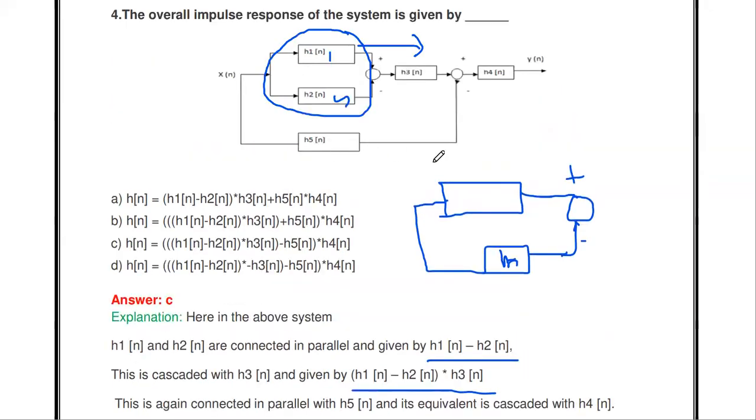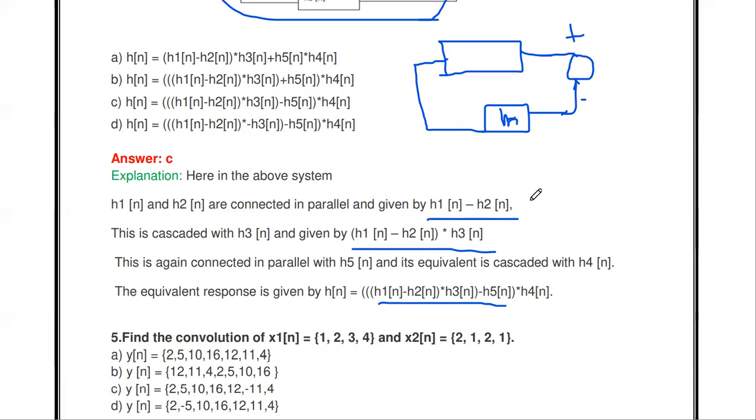Then this complete answer is in series with this h4. H4 means a series connection, so we have to take the convolution. The final answer is this answer convolution with h4 of n. So this is the overall impulse response of the given system.